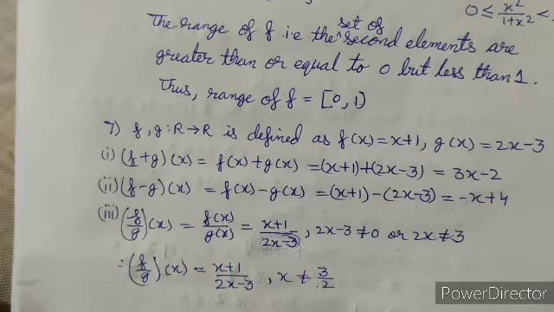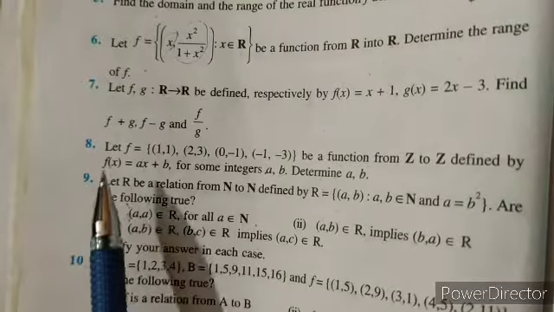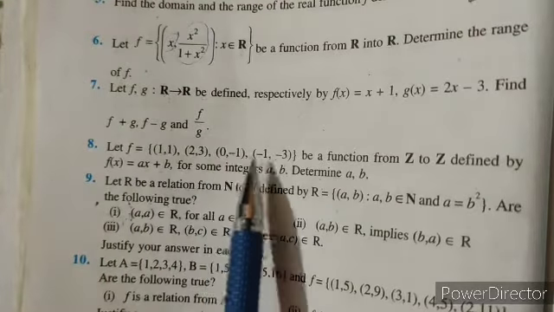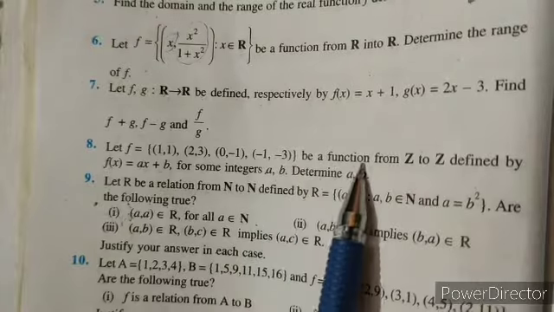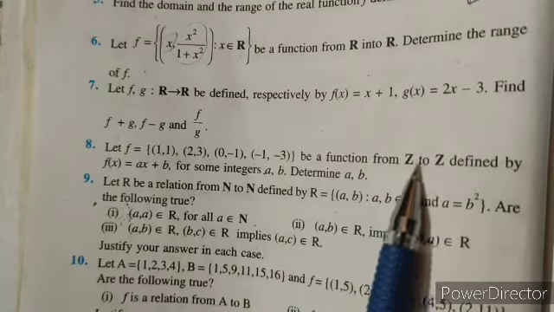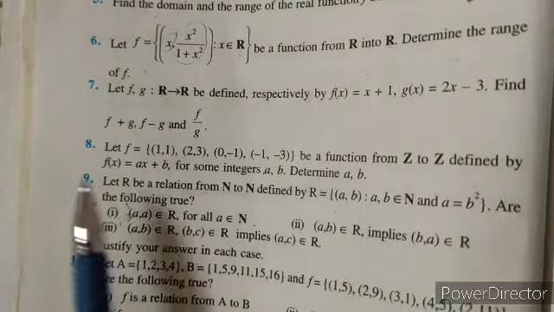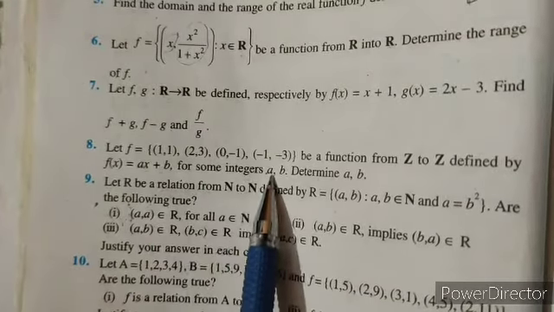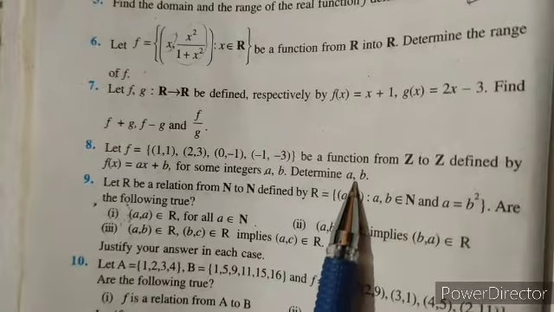In question number 8, let f equal to {(1, 1), (2, 3), (0, minus 1), (minus 1, minus 3)} be a function from Z to Z, or integer to integer, defined by f(x) = ax plus b for some integers a, b. We have to determine the values of a and b.